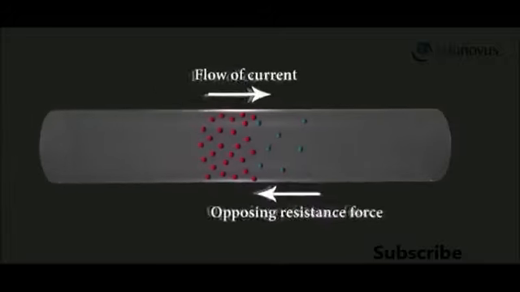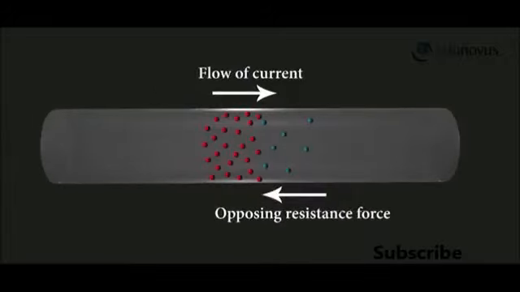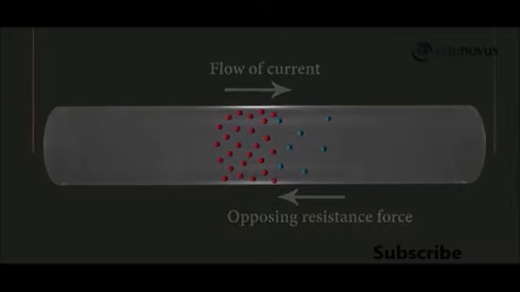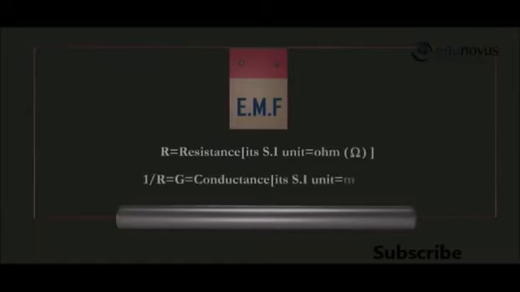The same theory applies to a wire or a conductor. The conductor allows the electric current to flow through them, but their resistance opposes the flow of electricity. So, we need an extra force called EMF to push the electricity to flow through them. The reciprocal of resistance is called conductance and it is denoted by G, and its units are mho.